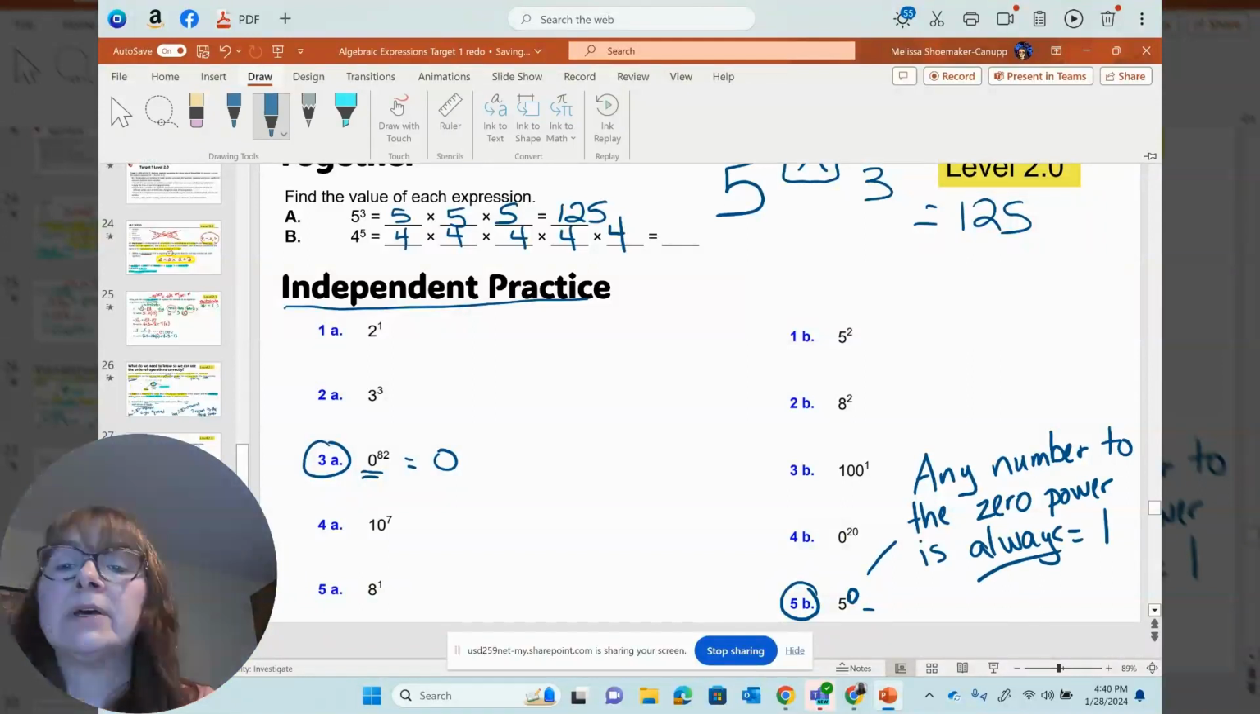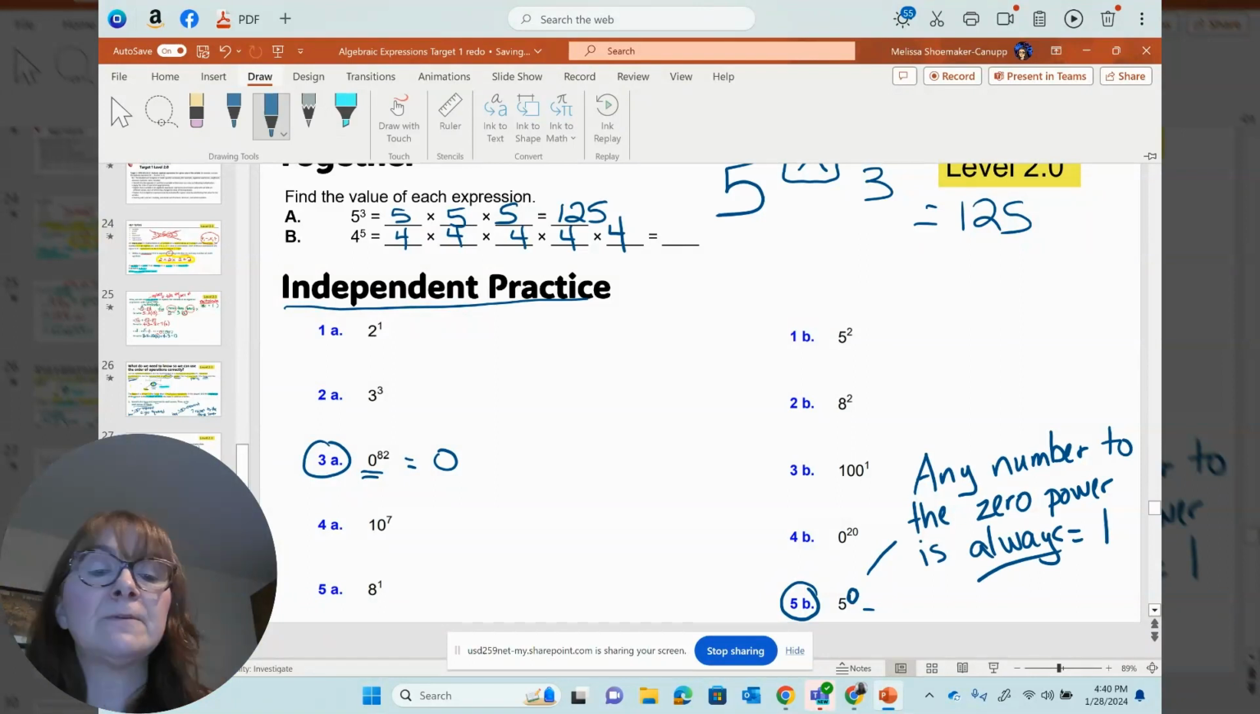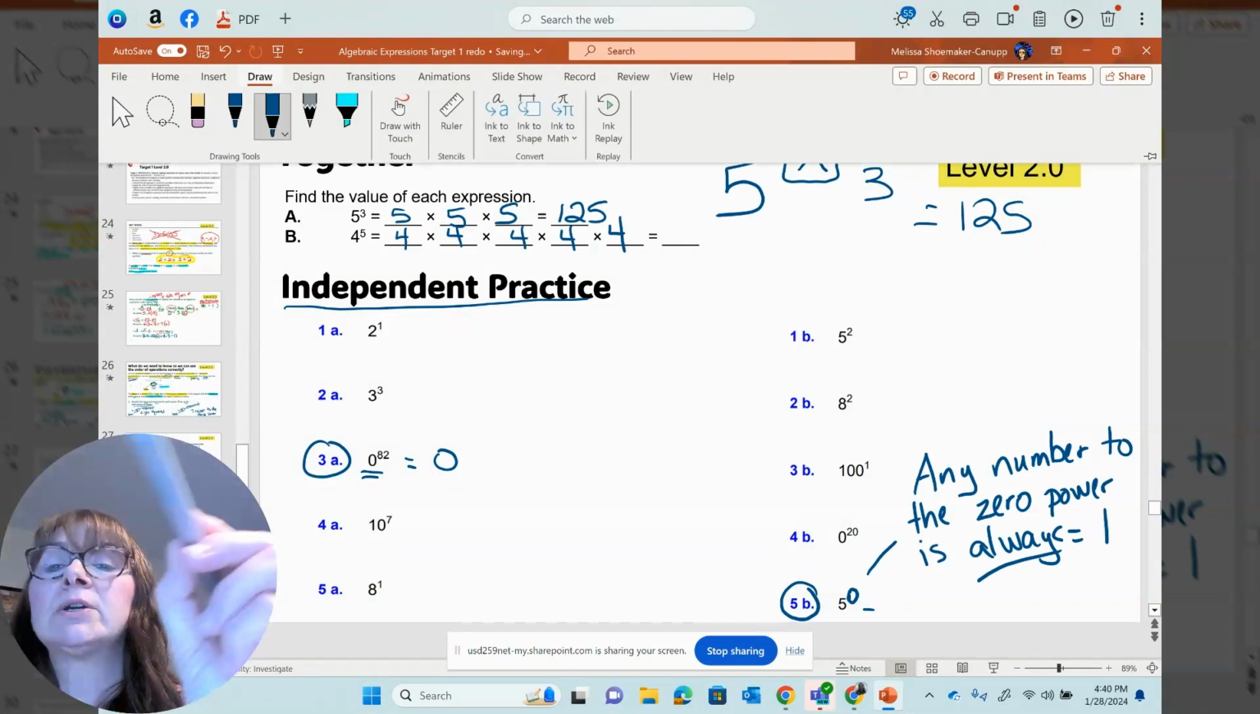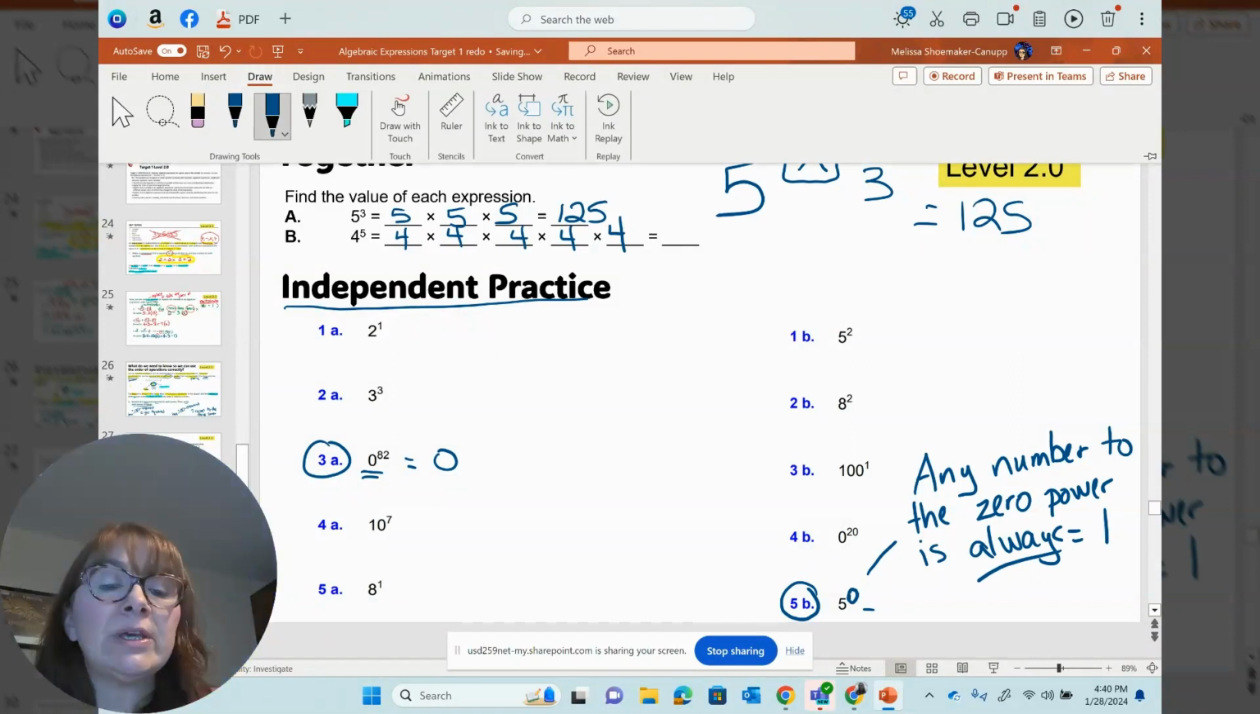I want you to understand that this is a big idea. It would take a lot for me to show you why this works, but what I want you to know is any number that's raised to the 0 power is always 1. 5 to the 0, 10 to the 0, 1,365 to the 0 is always going to be 1.